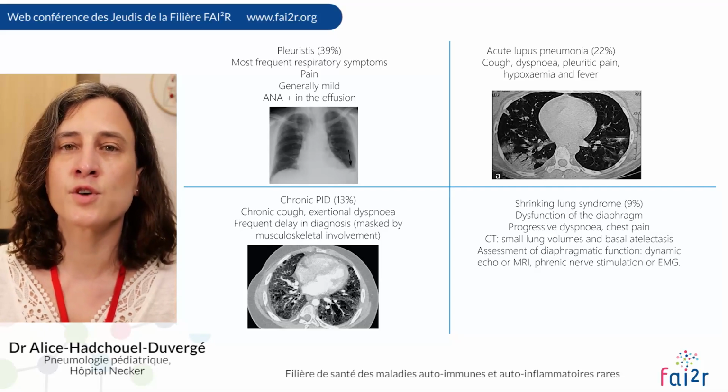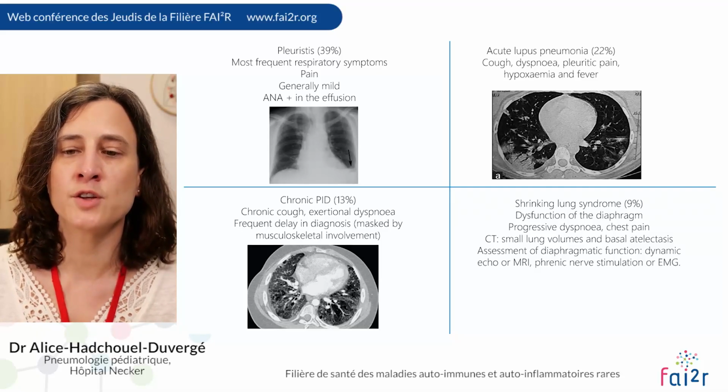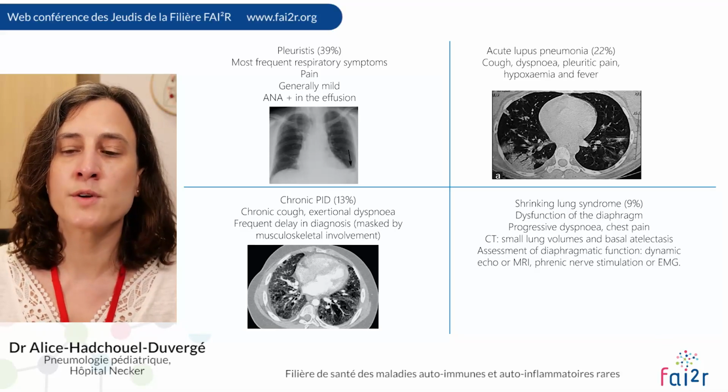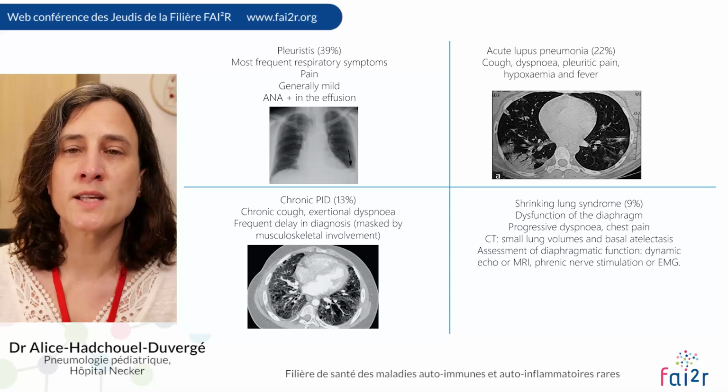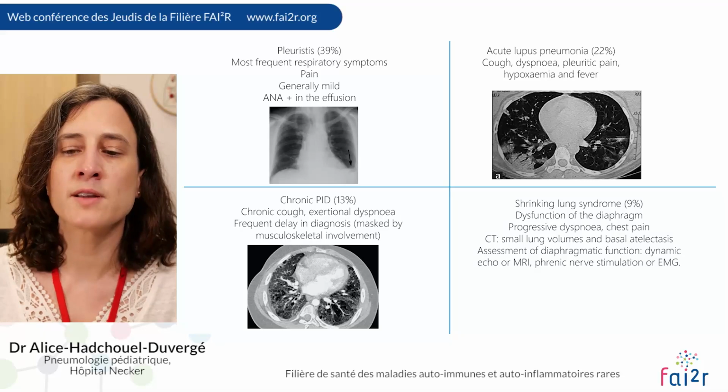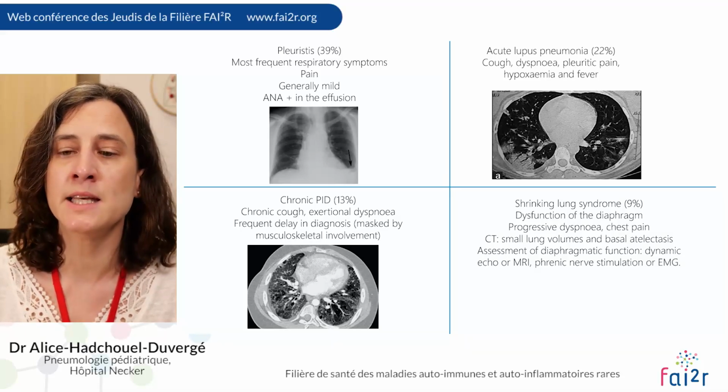The shrinking lung syndrome affected 9% of the patients. This syndrome is related to a dysfunction of the diaphragm, which will lead to a progressive dyspnea and chest pain. The chest CT showed no interstitial lung disease, but a decrease in lung volume with an ascension of the diaphragm and basal atelectasis.